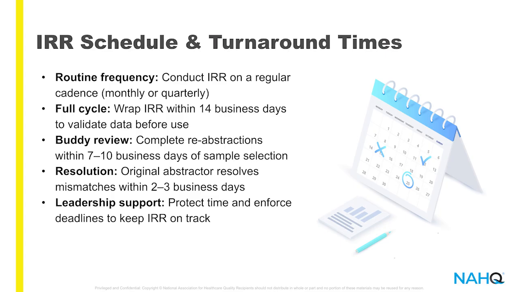Assigned buddies should aim to complete their re-abstractions within 7 to 10 business days of that sample selection. Then we can give our original abstractors 2 to 3 days to review mismatches, clarify their responses, and correct data. Any remaining time should be used to discuss unresolved discrepancies and to finalize your DEER and CAAR calculations.